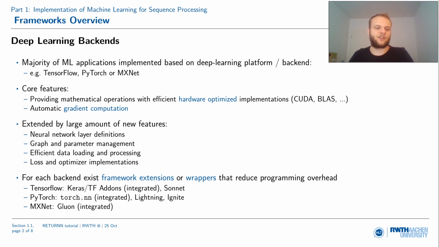For PyTorch, from the beginning, there was the torch.nn module to provide layer definitions, and there are additional wrappers such as Lightning or Ignite. And for MXNet, there is, for example, the more high-level Gluon API.